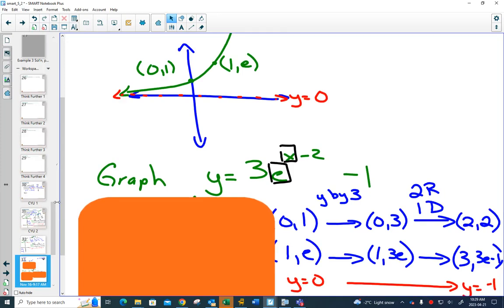And when doing math with the number e, you would do math just the same way as with pi. If you multiply e by 3, you'd get 3e, which is a hard one to say in English. So we multiply by 3, and we'd have (1, 3e). And then you'd have to move things 2 to the right and 1 down. So when you move it 2 to the right, you'd get x equals 3. And when you move it down, 1 down, you'd have 3e minus 1.